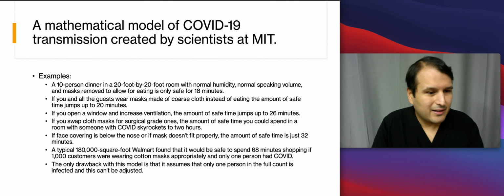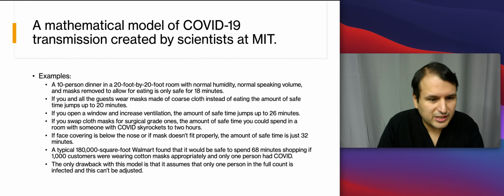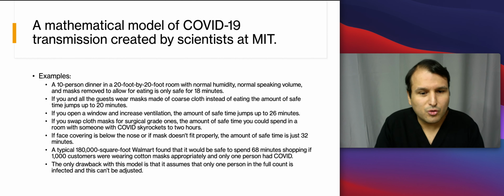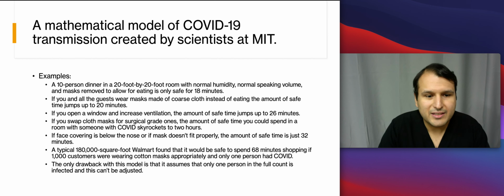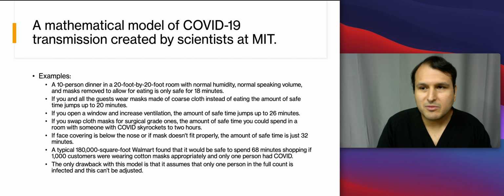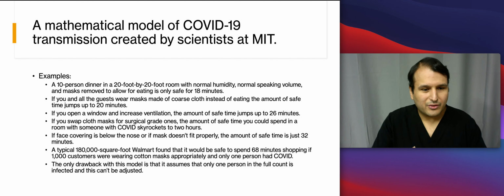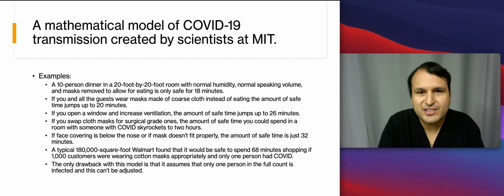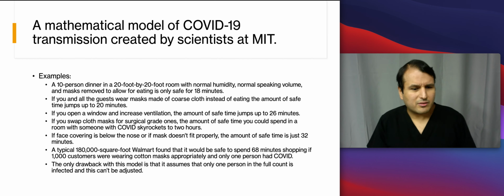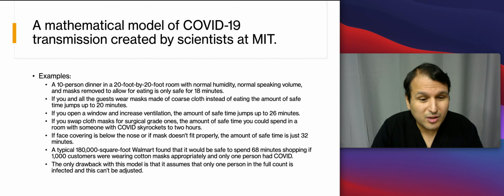So if we put 10 people in a room for dinner in a 20 by 20 foot room, they have normal humidity, they speak at the same volume, they don't have masks on while they eat. The safe time for them is about 18 minutes. And then if you add on a coarse cloth mask, that jumps up to 20 minutes. If you open up the windows and increase ventilation, that moves it up to 26 minutes.